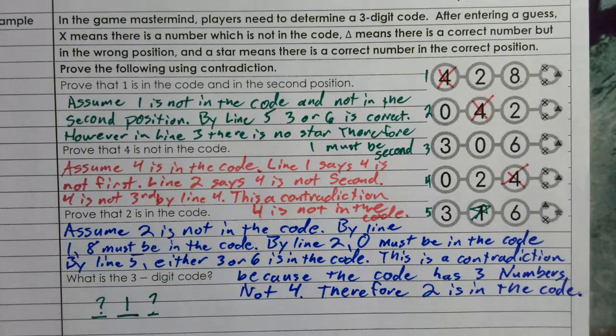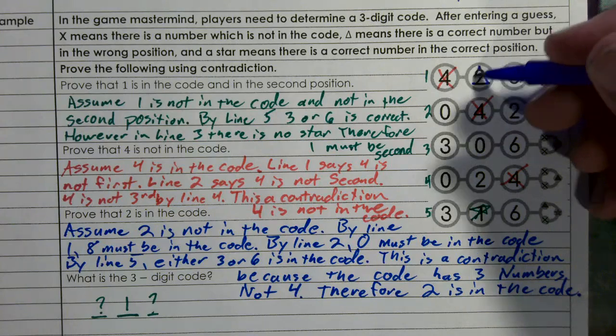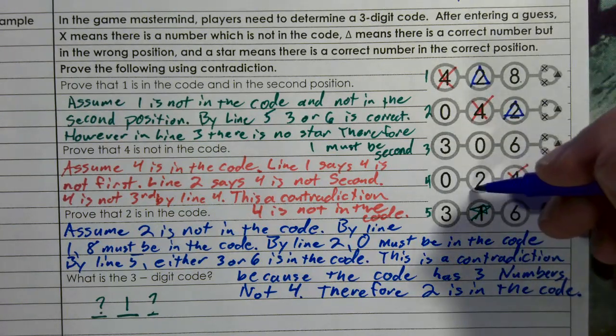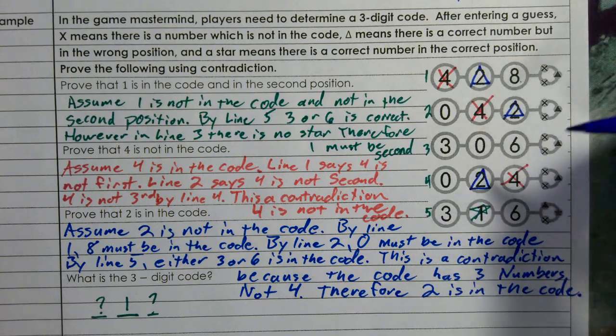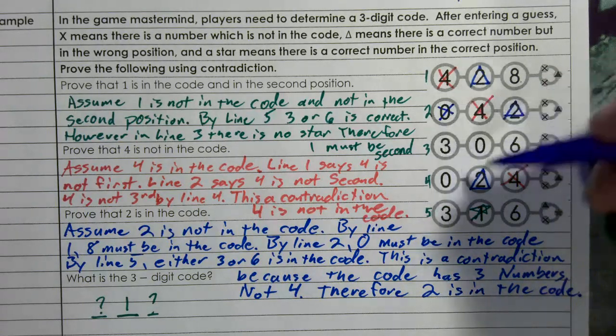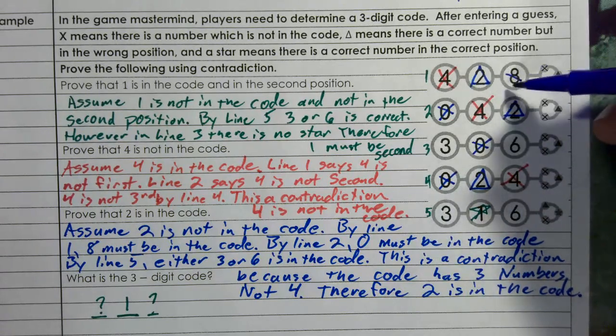Now, I'm going to leave you here. I'm going to leave the mystery of the Mastermind to yourself. But at this point, we know that this is in the code. We know that this is in the code. This is in the code. We know that this must be our X. This must be our X. That's our X, and that's our X.